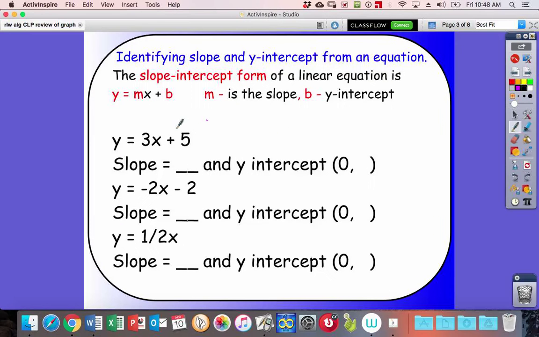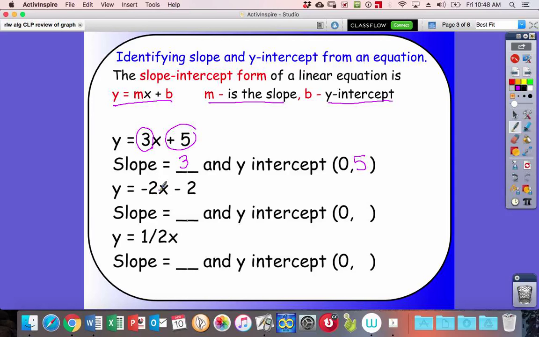Okay, so when you have it in this form, what's really nice is you don't have to do any work and you can pick off the slope and pick off that point of the y-intercept. So on this example here, my slope is the coefficient in front of x. So my slope is 3. My y-intercept, if I set x equal to 0, what's left over? It is a 5. So I have the point 0, 5.